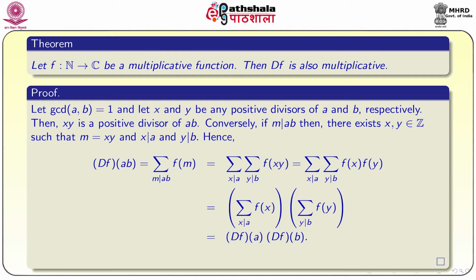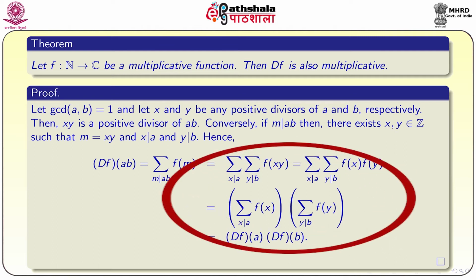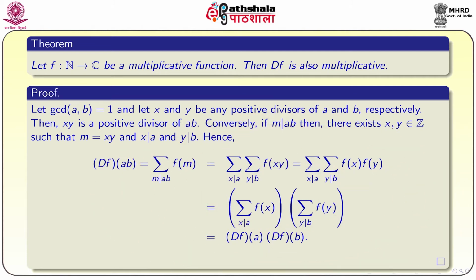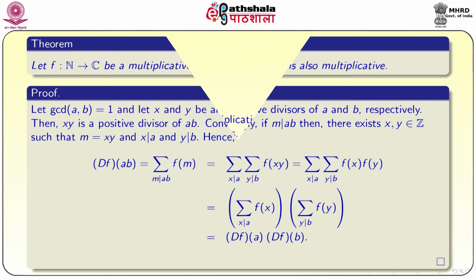So, summation x divides a, summation y divides b of f(x y) can be written as summation x divides a and summation y divides b of f(x) into f(y). It is because it is given f is multiplicative. So, now in such a way that we can group like this: summation x divides a of f(x) into summation y divides b of f(y). So, that is same as df(a) into df(b). So, we proved that if f is a multiplicative function, then df is also a multiplicative function.